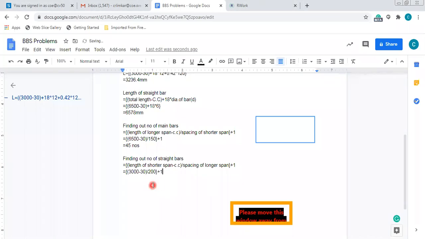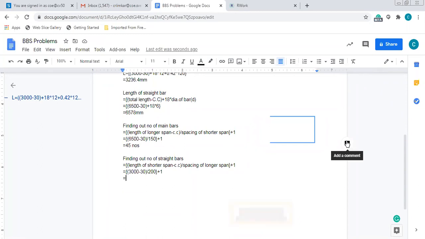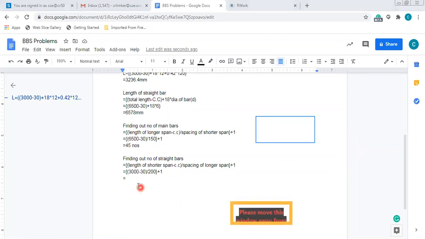So if you solve the equation, the answer comes as, I think somebody has quoted the answer, 15.85. Yes, your answer is correct. 15.85 is around 16 bars. You require 16 numbers of the bar.